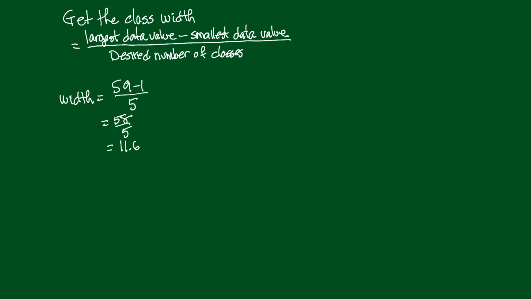Now I'm going to round this up. I'm going to say that this is going to be rounded up to 12. So I think what we'll do is use a class width of 12. Now I'm going to make a table here, and this table is going to have probably more than you would typically need, but let's just make a complete table so that everything shows up.